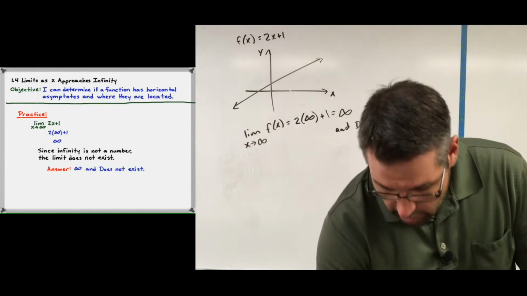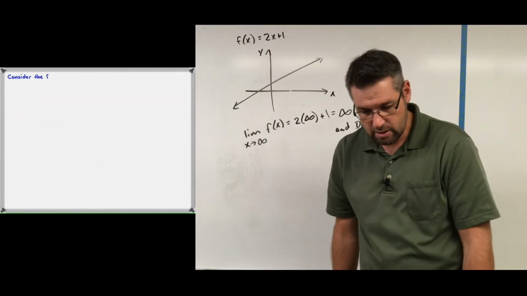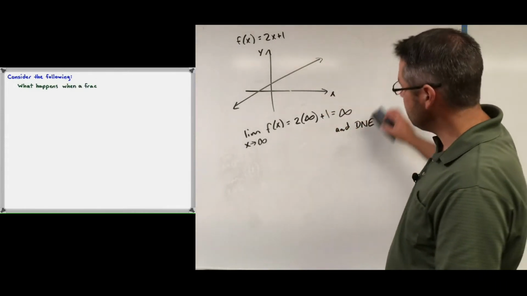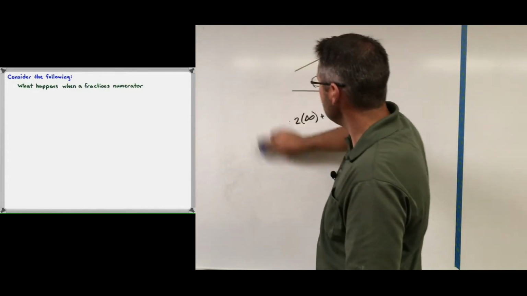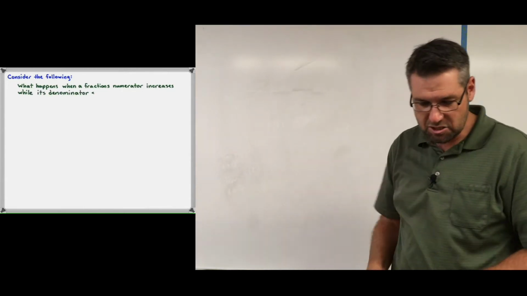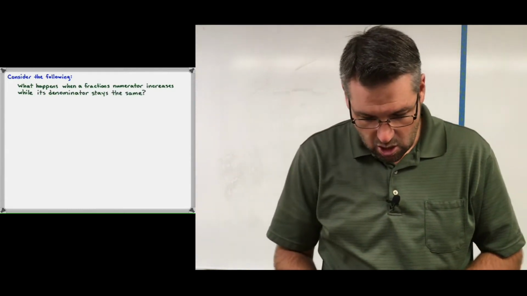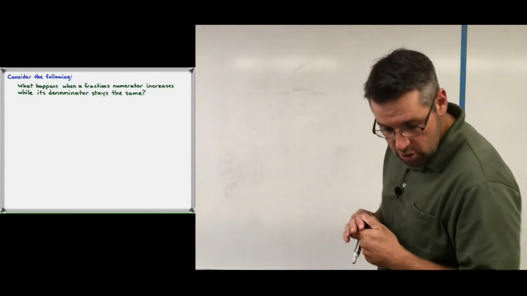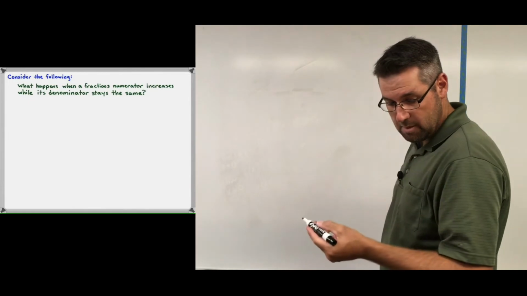Okay? All right, let's go ahead and take a look at something that may be a little bit more difficult. Okay? Kind of interesting to talk about here. What happens when a fraction's numerator increases while its denominator stays the same? Well, what does that mean? The numerator increases while the denominator stays the same.